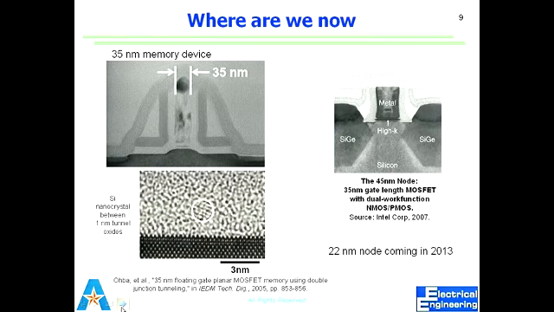There are issues when we make the channel too short. They're called short channel effects. It's a specific term. So we have to do some things to get rid of short channel effects, which results in the physical length being different than the length that we use to call it a node.